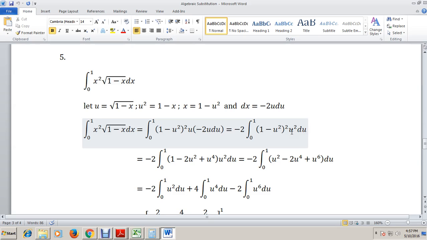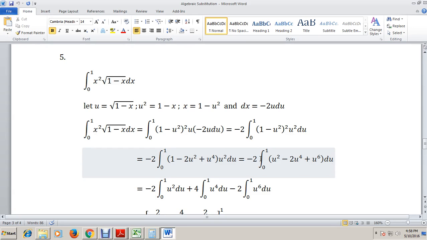Now, notice that we can expand this binomial. This is a binomial square. So if we're going to expand that binomial, this becomes 1 minus 2u squared plus u raised to 4. Then you also have u squared outside the grouping. We could also distribute that to the 3 resulting terms. So this becomes u squared minus 2u raised to 4 plus u raised to 6.